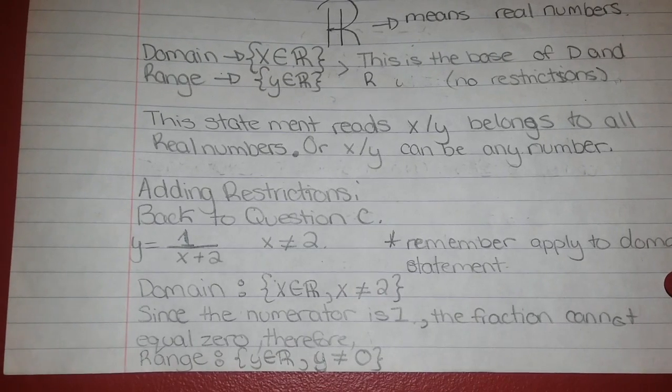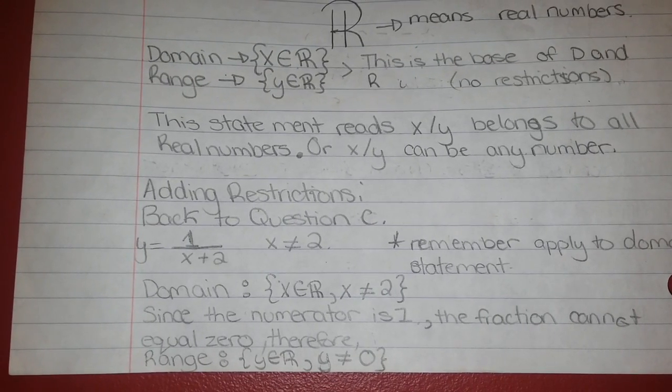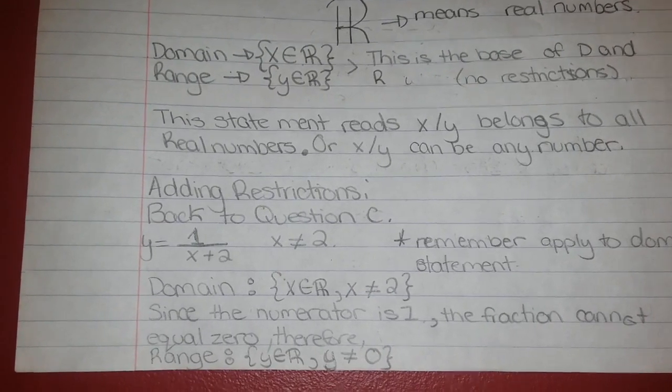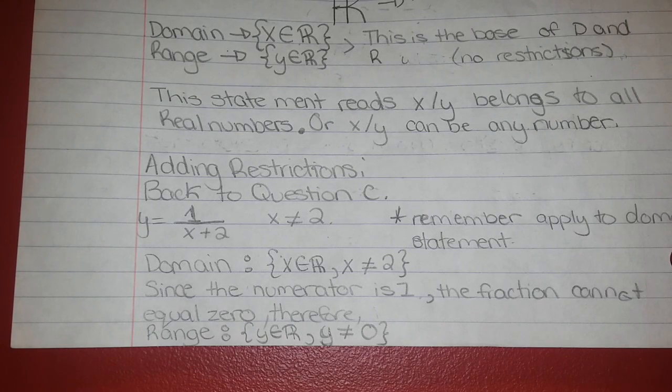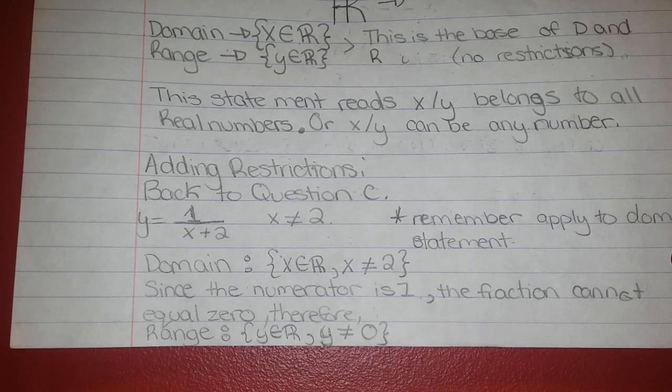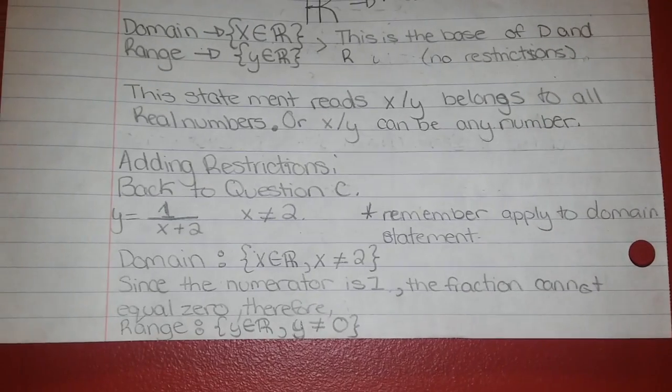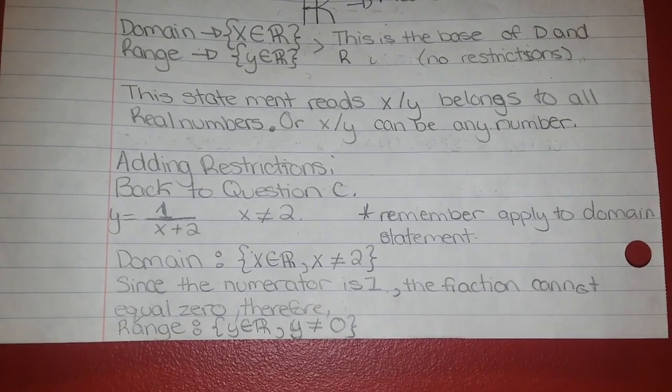Back to our question. We have 1 over x plus 2, and we know that x cannot equal -2. So now we need to add this x cannot equal -2 to our domain statement. So in our domain statement, we have x belongs to all real numbers, however, x cannot equal -2. Since the numerator is 1, the fraction cannot equal 0. Therefore, range is y belongs to all real numbers, but y cannot equal 0.